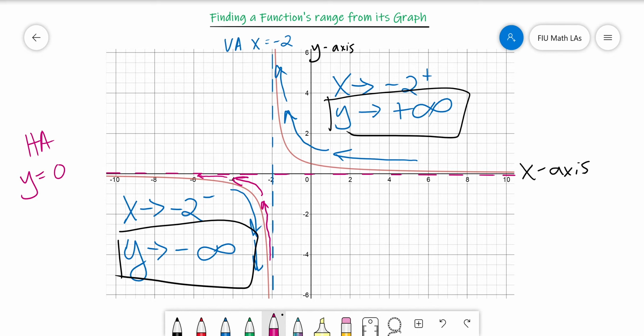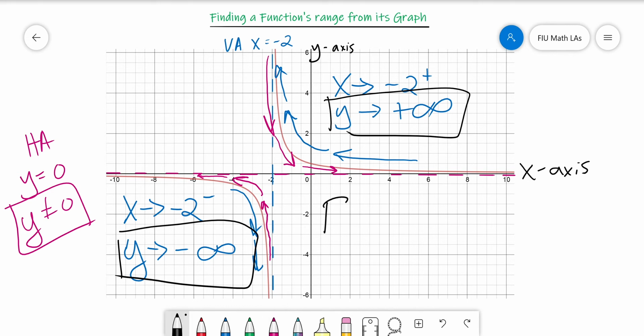Additionally, as y decreases from positive infinity, so as it comes down from this way, we see that it gets closer and closer again to our x-axis, or y equals 0, but it never actually touches 0. Therefore, we can say y is never going to be 0. Now we have enough information to write our function's range.